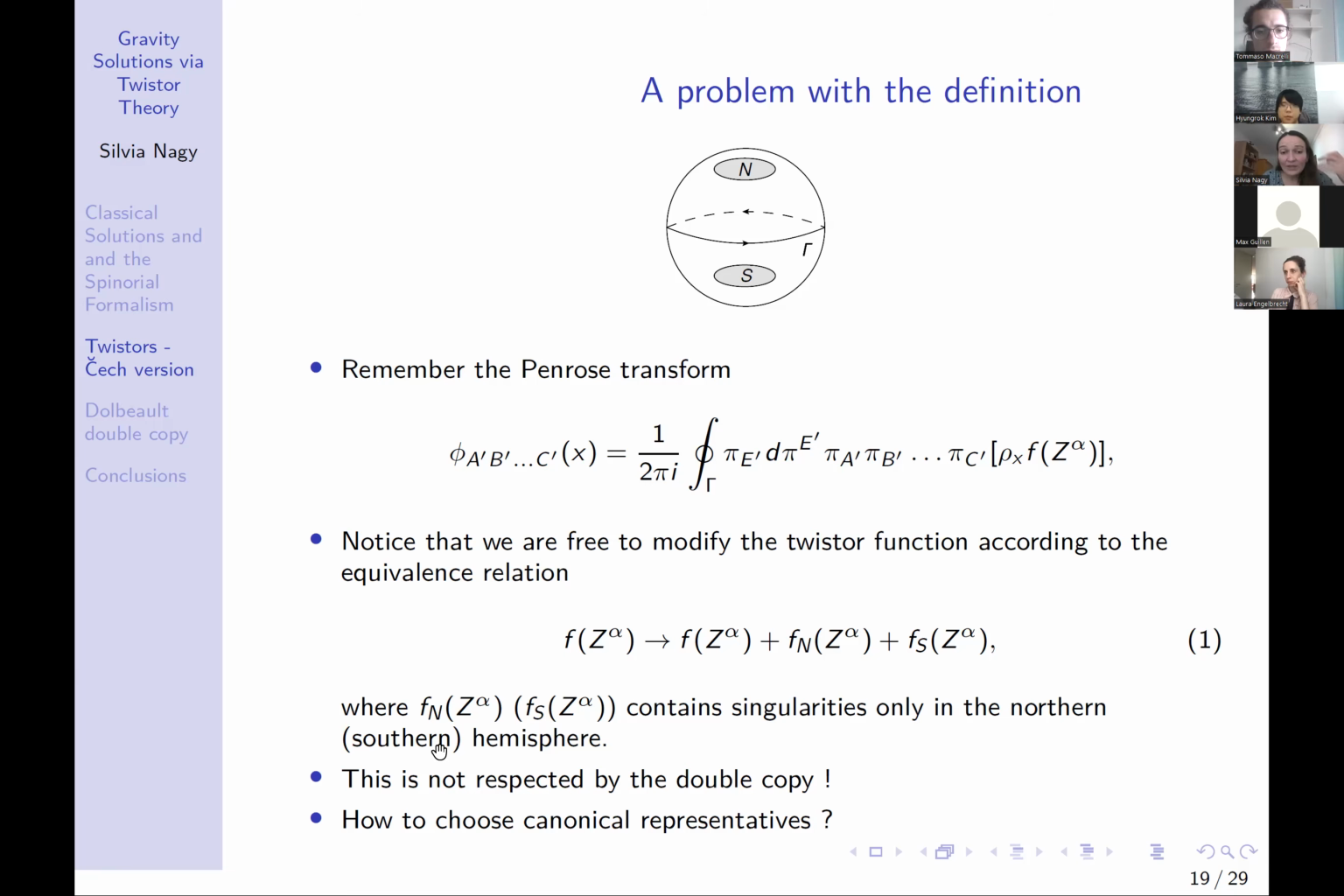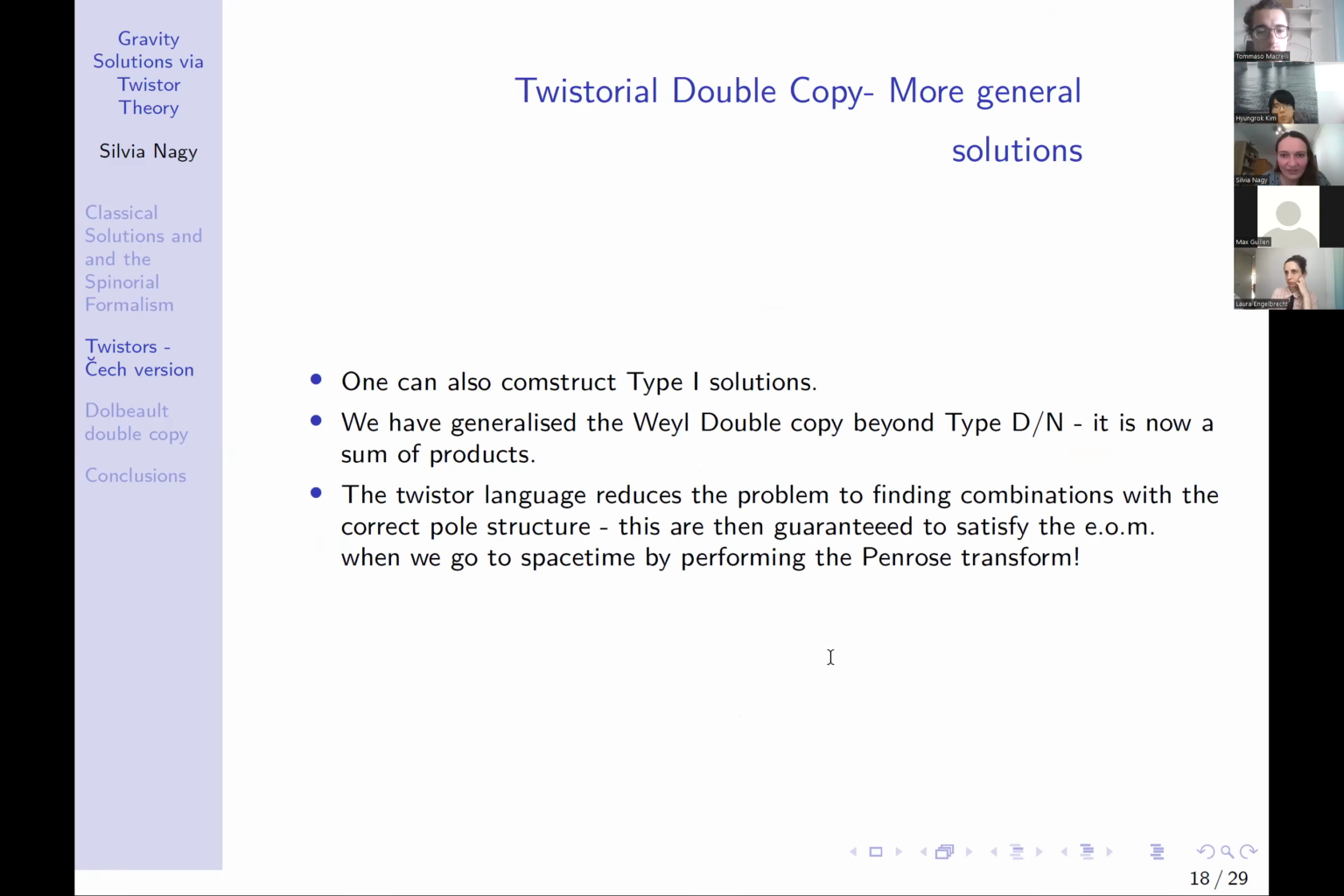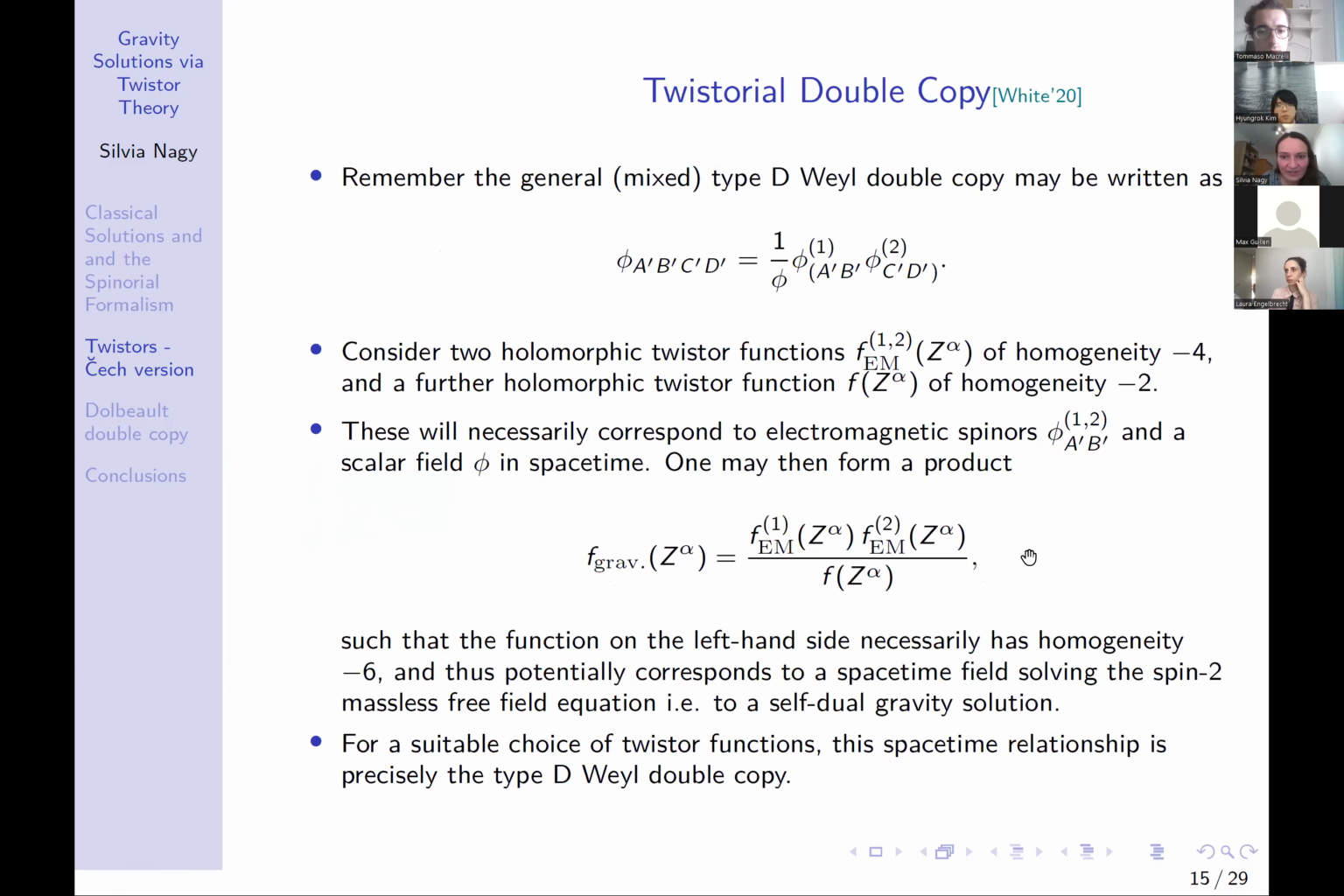So the problem that we have now is that this is not respected by the double copy that we've defined. So let me show you the simple version, just so you don't get bogged down in the details, but if I look at this version of the double copy, you see that if I add here, these guys all have poles, right?